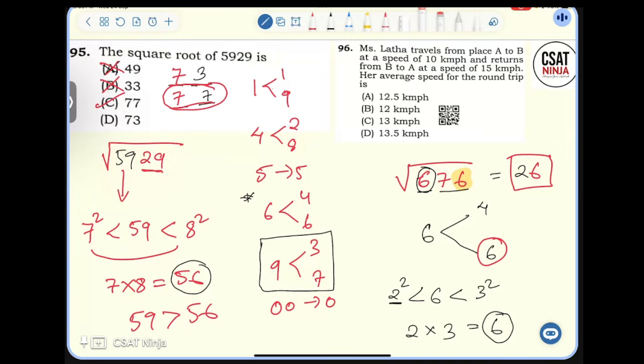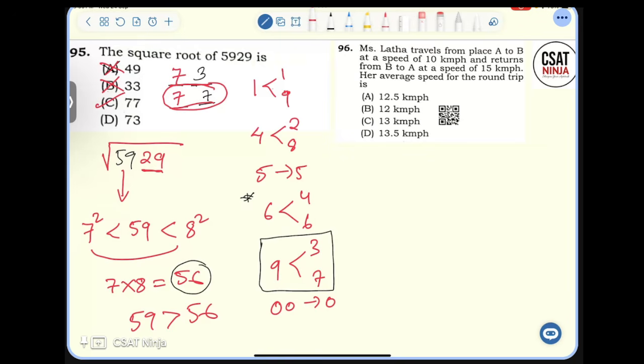There's one more question asked last year, so when I do that, you may understand better. This is a question based on average. Question number 96. Miss Lata travels from A to B at a speed of 10 km per hour and returns from B to A at a speed of 15 km per hour. What is her average speed for the round trip?